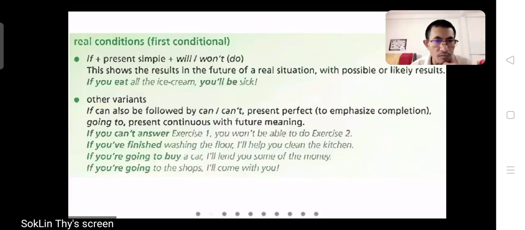Let's say, if you can't answer exercise 1, you won't be able to do exercise 2. So you can talk about ability. They are linked. So at least you can do exercise 1 first, then you can continue to exercise 2.